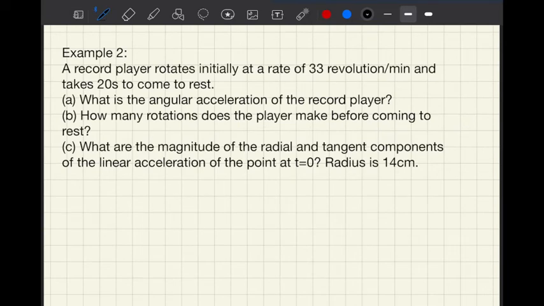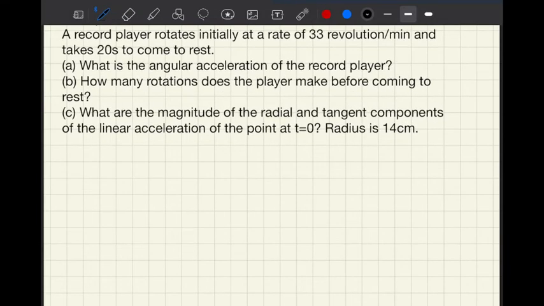It says that a record player rotates initially at a rate of 33 revolutions per minute and takes 20 seconds to come to rest. A, what is the angular acceleration of the record player? B, how many rotations does the player make before coming to rest? And C, what are the magnitudes of the radial and tangential components of the linear acceleration of the point at t equal to 0? The given radius is 14 centimeters.